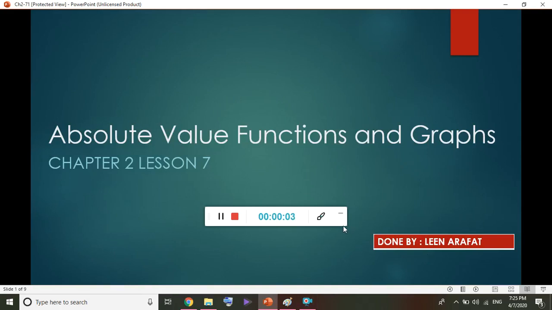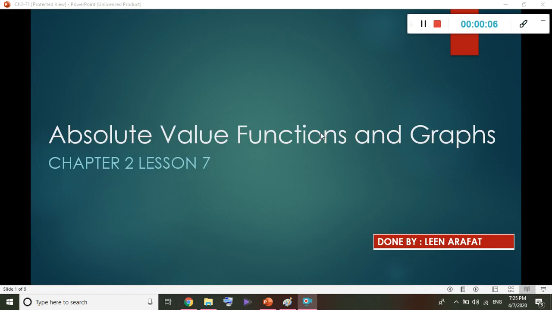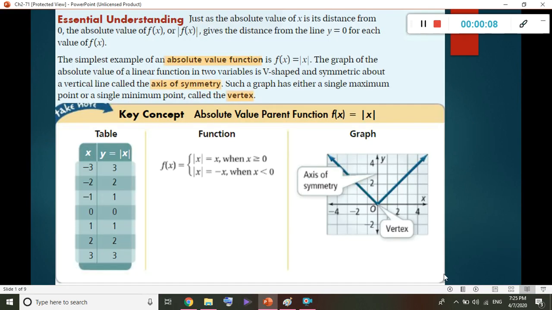Today we're going to start a new lesson that talks about absolute value functions and graphs. Just as the absolute value of x is its distance from 0, |f(x)| gives the distance from the line y equals 0 for each value of f(x). The simplest example of an absolute value function is f(x) equals the absolute value of x. Let's say that this is the parent function.